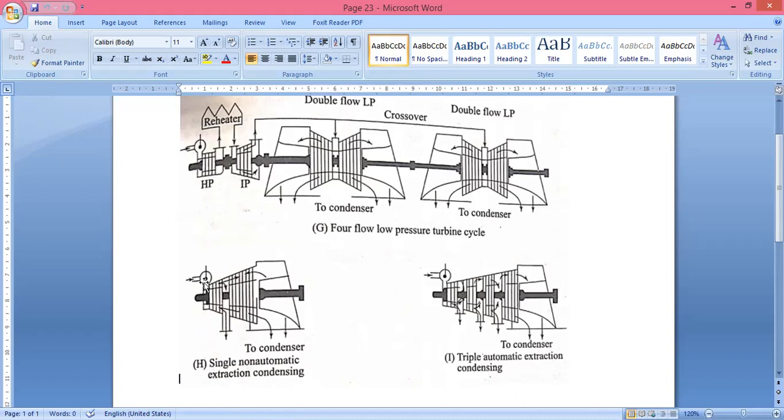Here the steam is going from high pressure to low pressure directly, and there is no low pressure turbine used, and it goes directly to the condenser itself. It is used to increase the temperature of the feed water, which is already liquid in the condenser itself. And triple flow, the turbine is triple.